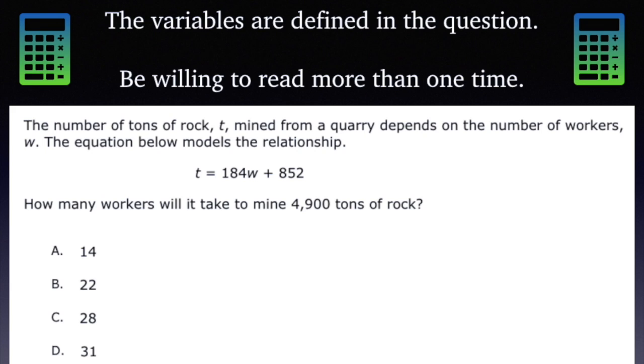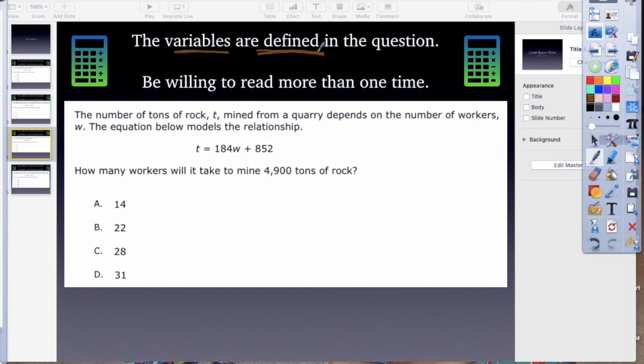All right, now this question looks exactly like an earlier question, but they're asking it a different way. So don't get fooled by that. The number of tons of rock mined by a quarry depends on the number of workers. The equation below models the relationship. Same exact equation they had before. T equals 184W plus 852. So how many workers will it take to mine 4,000 tons of rock? This time they're asking us how many workers. So be careful to plug in the numbers where needed. Our question, how many workers? We're solving for W.